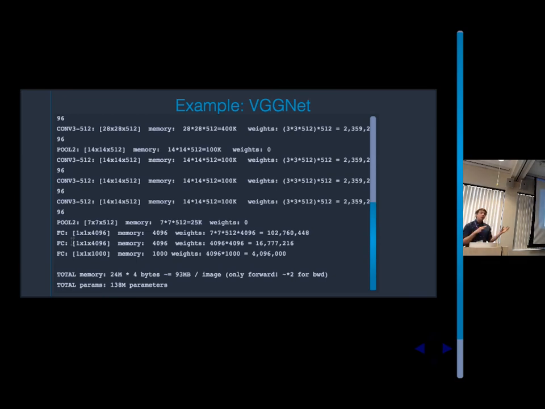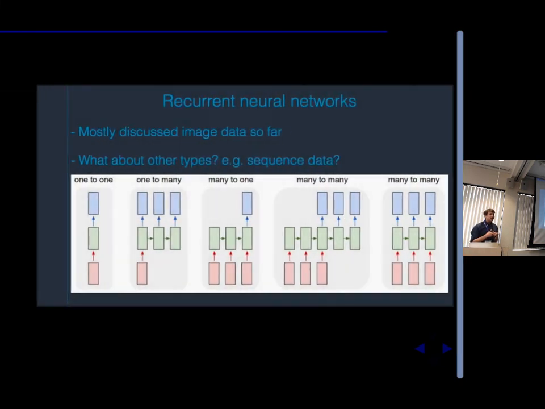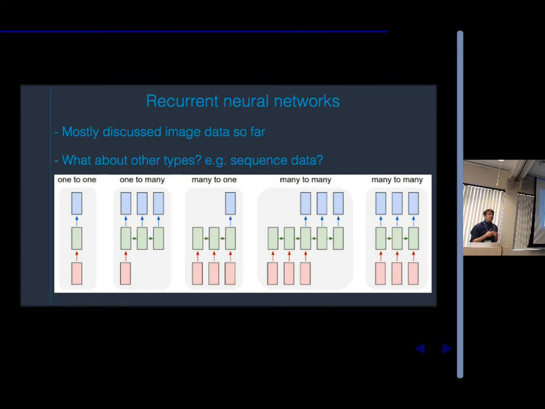Any more questions about convolutional networks before I move on to the next bit? Everyone's great on convolutional networks.